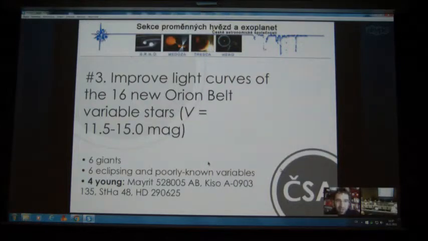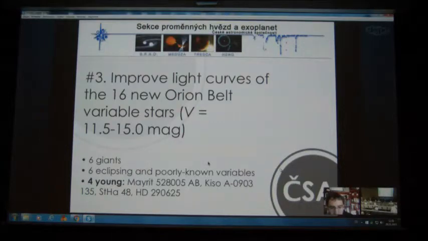Homework 3 is improving the light curves of the 16 new Orion belt variable stars. These probably are a bit fainter, with magnitudes between 11.5 and 15, and it includes 6 giants, 6 eclipsing and polygon variables, and 4 young stars, whose names I give there below. Of course, you can go to the original publication.